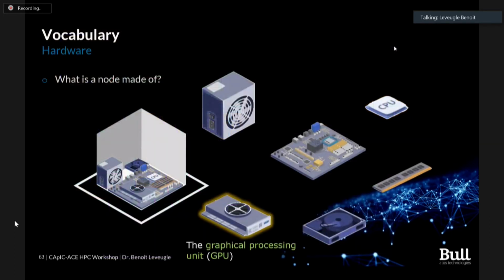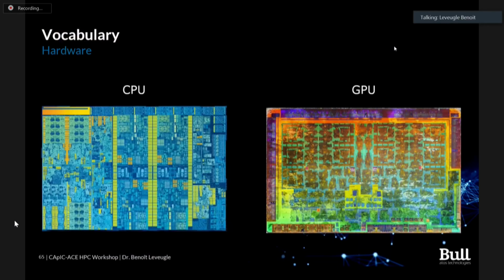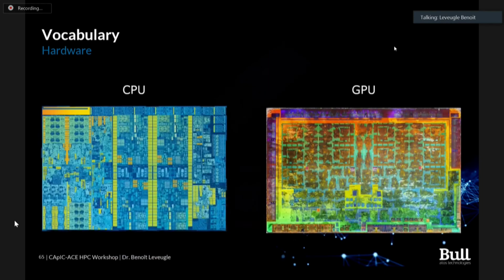Okay, let's finish with the GPU. So most of the time it's NVIDIA. Okay, don't be fooled, it's always NVIDIA everywhere. It's not like I like them, it's just the way it is. They are everywhere. So a CPU and a GPU are not very similar.